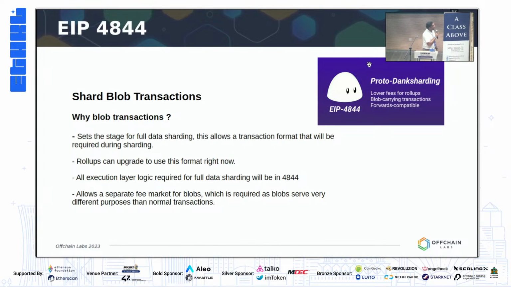Another advantage of having it now is that all the execution layer logic required for full data sharding will already be in Ethereum mainnet in 4844. Also, another big reason is that it allows a separate fee market for blobs. Currently, when rollups post data on chain, they post it in Ethereum call data. This actually competes with normal transactions which are trying to call contracts. If you want to do a swap transaction, you're competing with all these big rollups trying to post their data on chain. By having a separate fee market, you can have a market solely focused on posting blob data on chain.